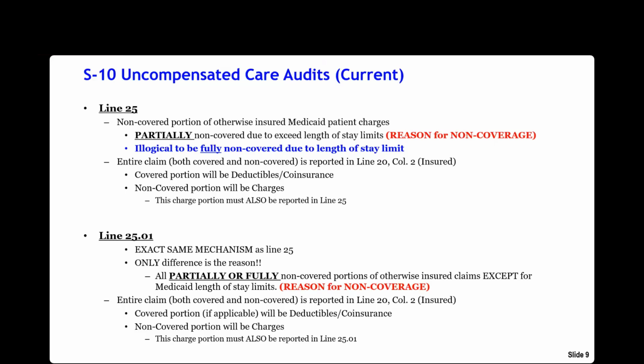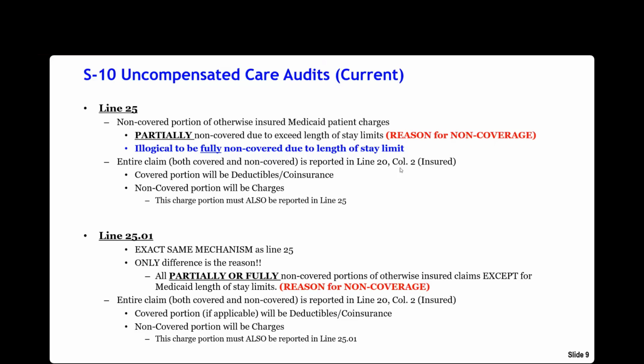Now, that has been a situation in the past. I mean, that's existed since the beginning. For line 25, if it was a Medicaid patient that exceeded their length of stay limit, so they exhausted their benefit, line 25 was used to report the non-covered charge amount. Now, the important thing to understand here is that that same amount that was in line 25 also needed to be part of what was in line 20, column 2. And of course, I'm talking S10 here, worksheet S10, line 20, column 2.